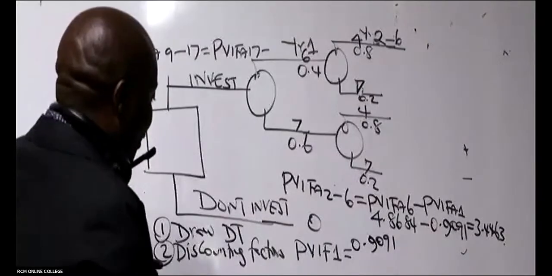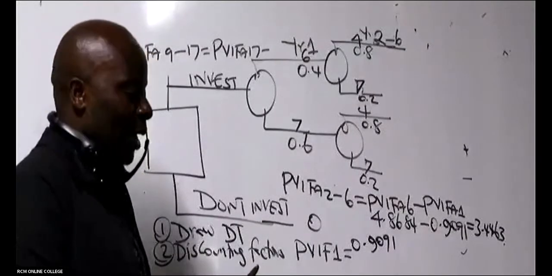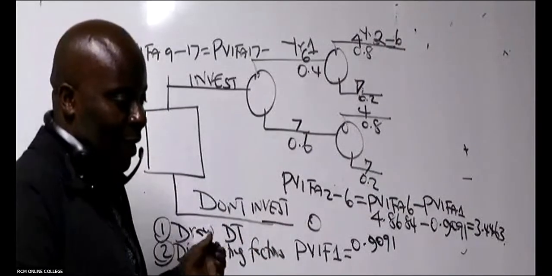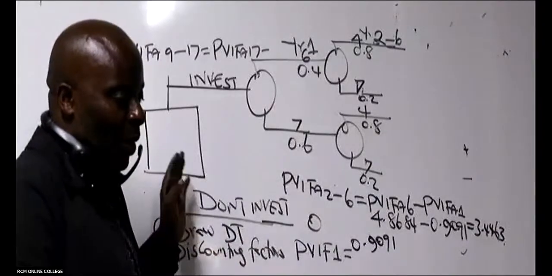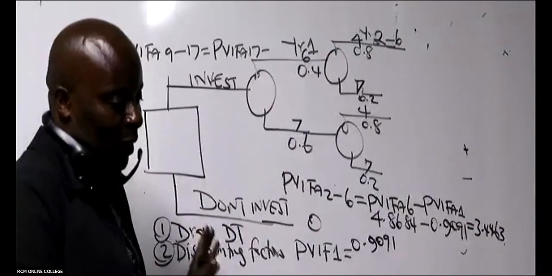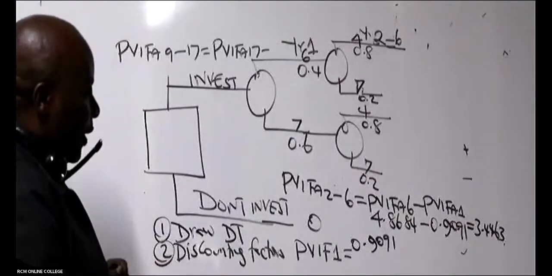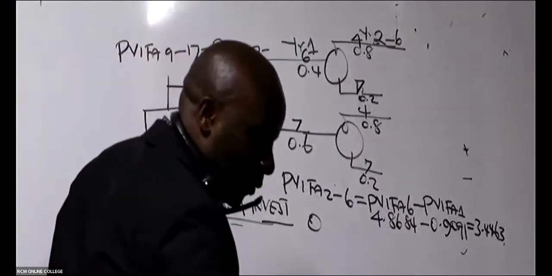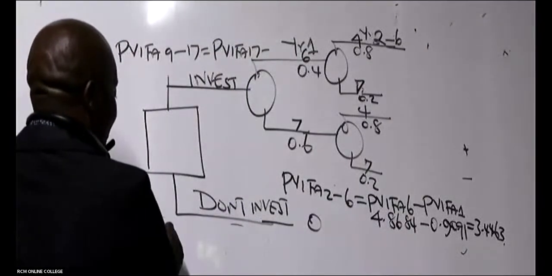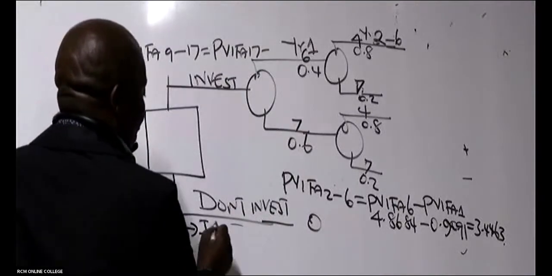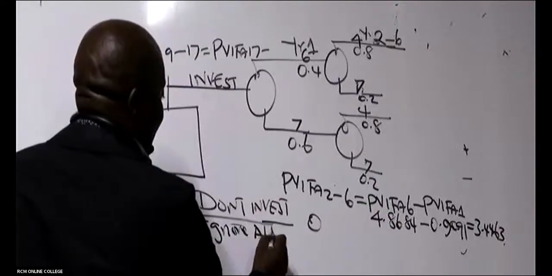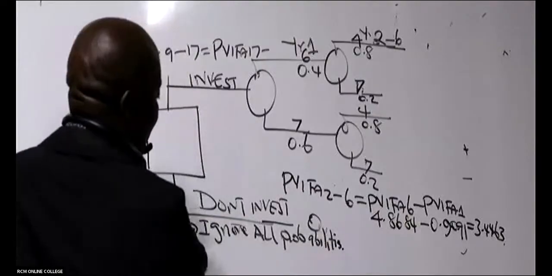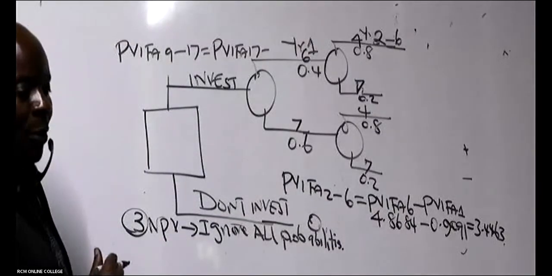Point two, discounting factors. Remember, these are the PVFs and PVFAs. So number 1, you draw the decision tree. Number 2, you give us discounting factors. Number 3, you give us net present value. So go to number 3, net present value. Thus, ignore all probabilities. As you get this net present value, you ignore all probabilities.